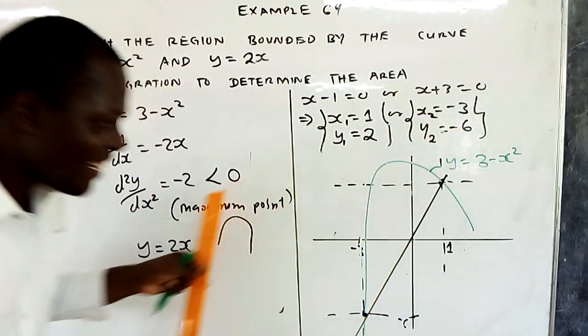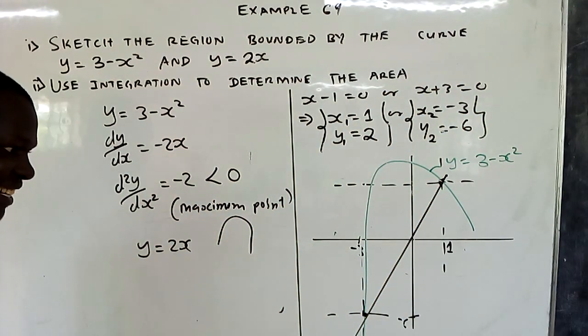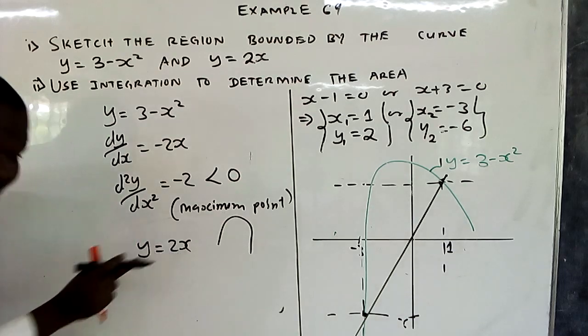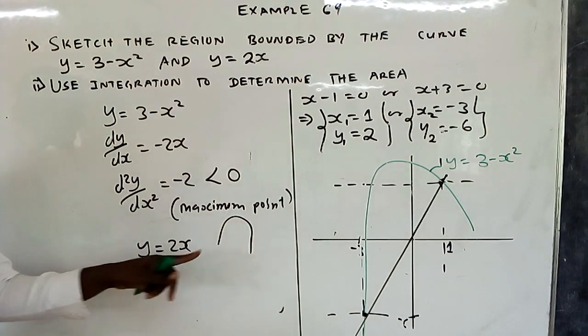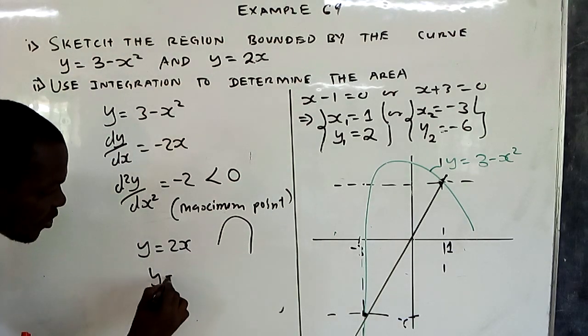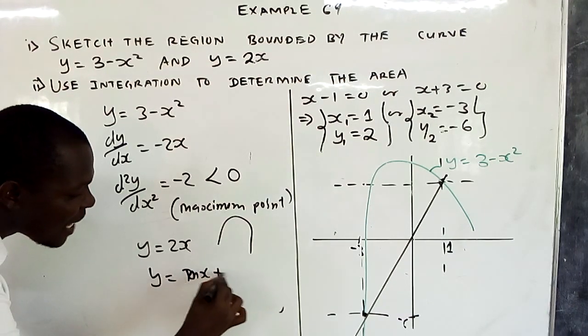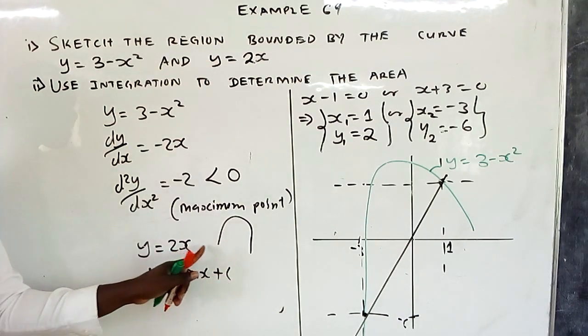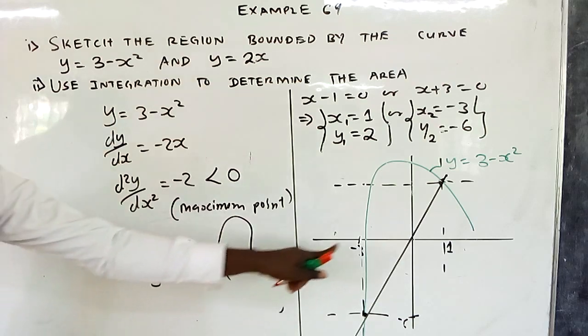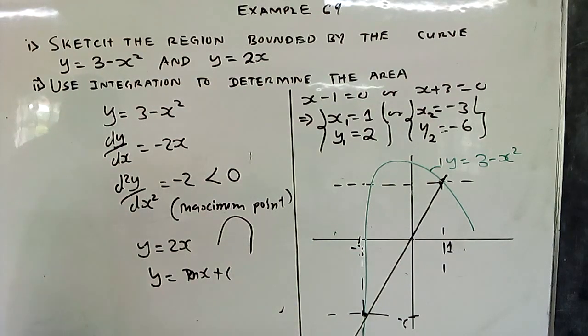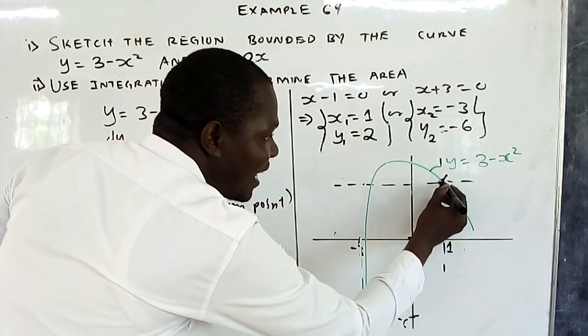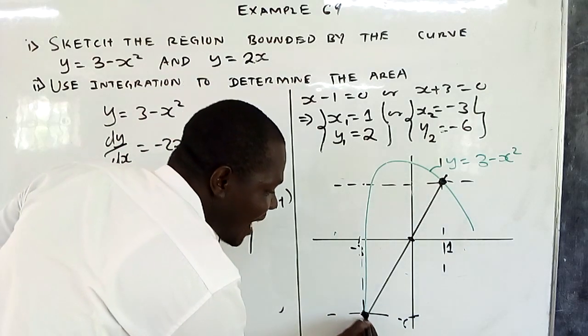It is a straight line. Are you seeing that? And it is a straight line passing through the origin. That is why you don't have the y-intercept. Because a line is y is equal to mx plus c. But this is y is equal to mx, there is no c, meaning there is no y-intercept, meaning it is passing through the origin. Have you seen that? It is passing through the origin and it is intersecting with the other curve at those 2 points.